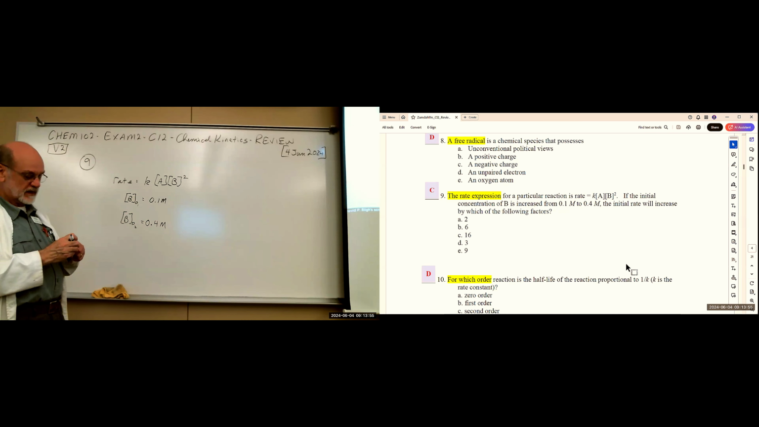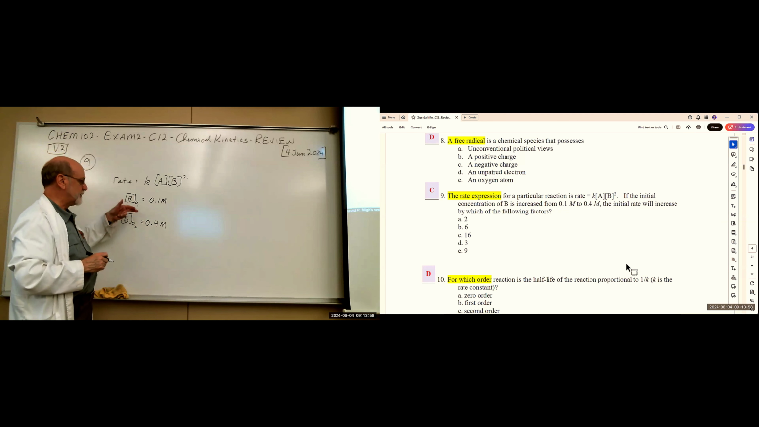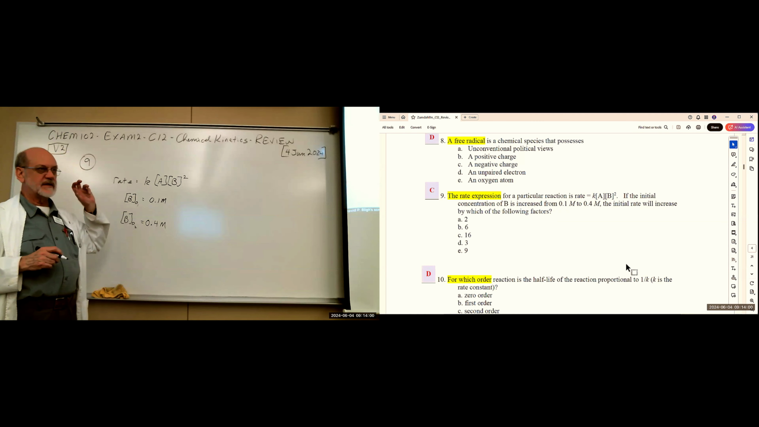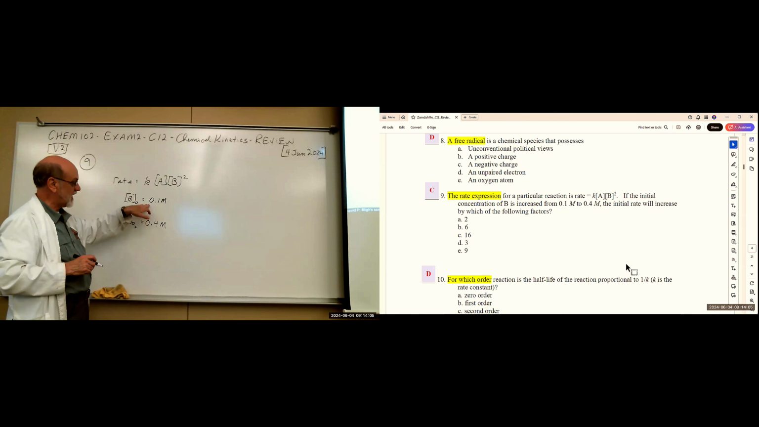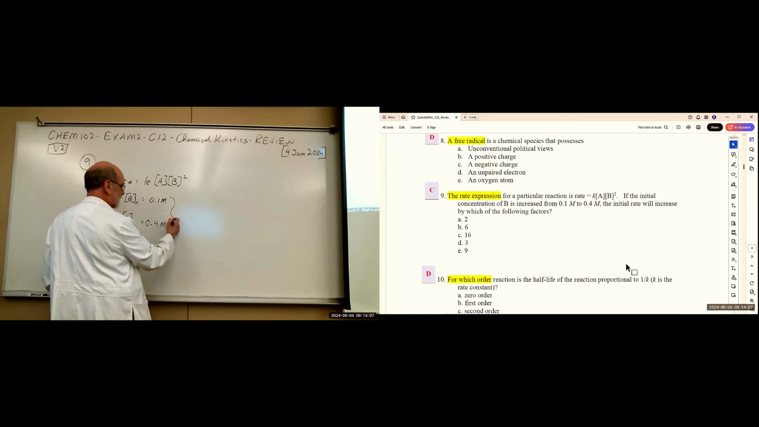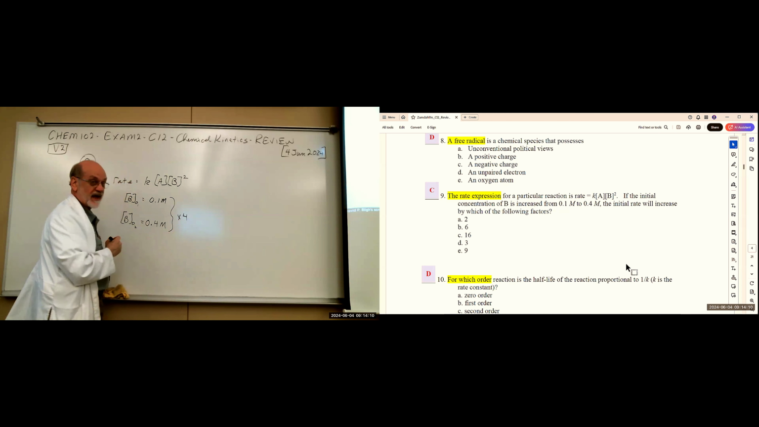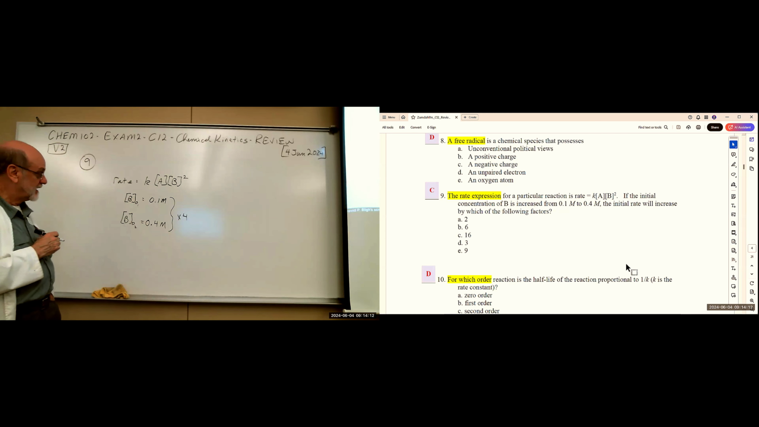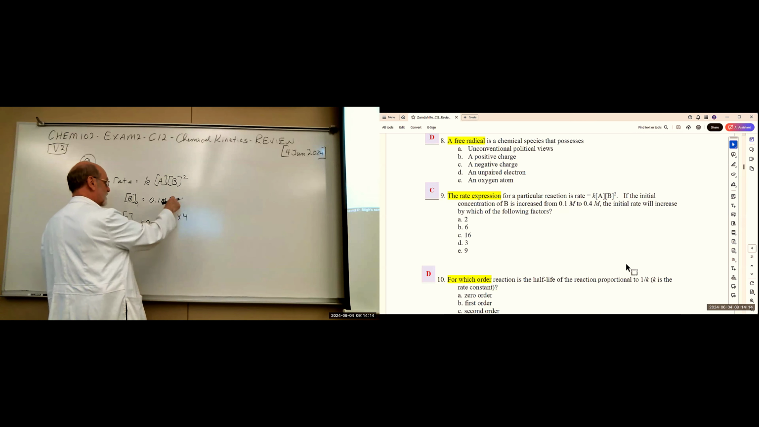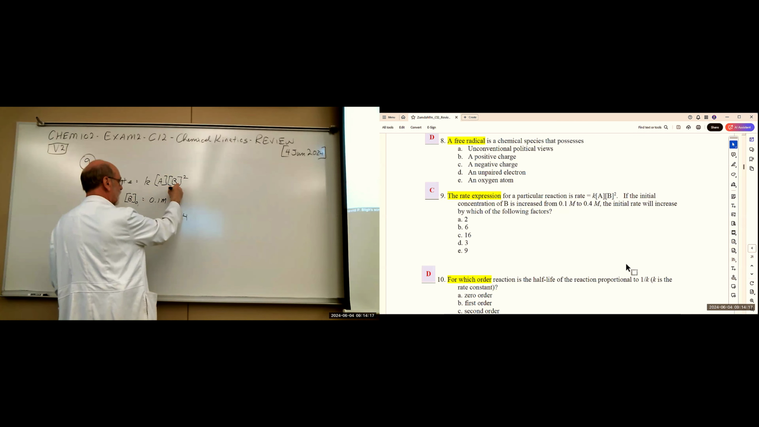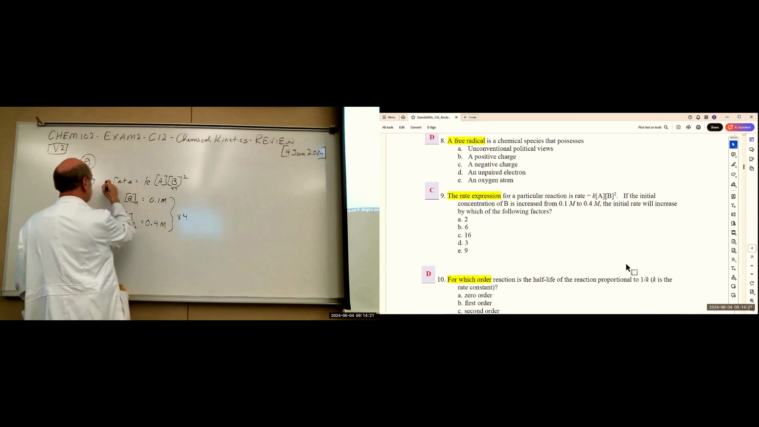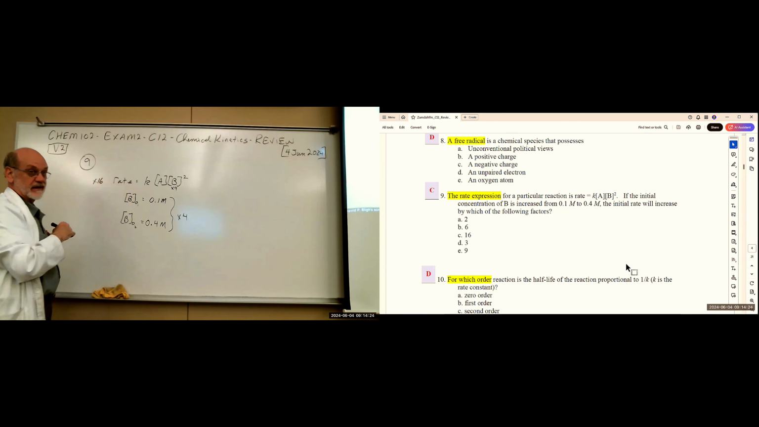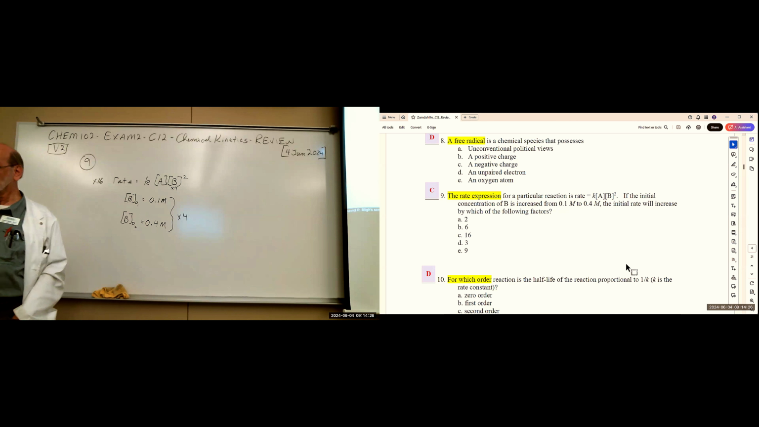You want to look at not the numerical difference, but the multiplier. How many times bigger is this than that? So we got from there to there by 4 times. That's the effect it's going to have on B, to that power. So the rate is going to be increased by 16. 16 times as fast.